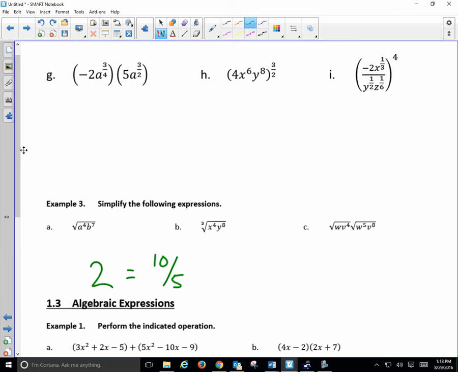-2 times 5, -10. A to the, if they have the same base, what do I do to the exponents? I add them. So I've identified that I add them. Now, if I add two fractions, do I have to have common denominators? Yes. So that's 6/4, so I get 9/4. Done and done.